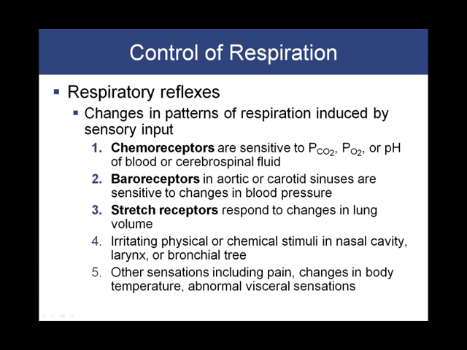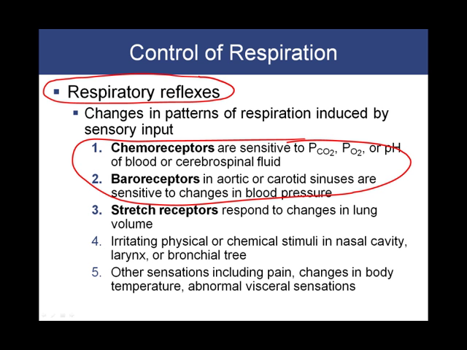Respiratory reflexes. The DRG, the VRG, the apneustic center, the pneumotaxic center, all of those are in part controlled by respiratory reflexes. These respiratory reflexes will cause a change in the rate and depth of breathing. The first two are particularly important. Chemoreceptors that are responding to changes in chemicals in the bloodstream or cerebrospinal fluid, and baroreceptors that are responding to changes in blood pressure.